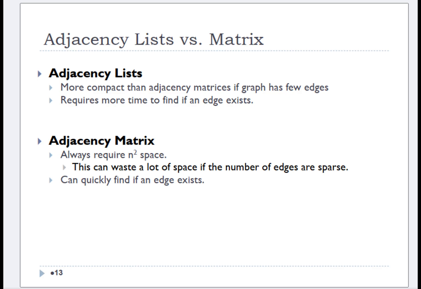12. Adjacency lists versus matrix. Adjacency lists are more compact than adjacency matrices. If the graph has few edges, it requires more time to find if an edge exists. An adjacency matrix always requires n^2 space. This can waste a lot of space if the number of edges is sparse. But you can quickly find if an edge exists.